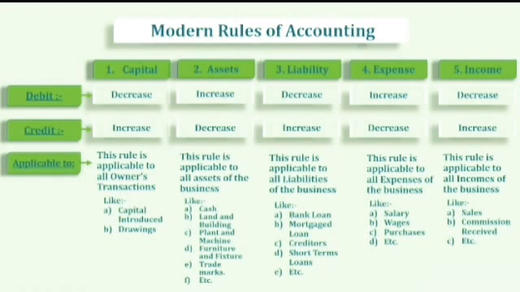Next, we can classify liability. Liability means debt. That means debit when decrease, credit when increase. Expenses, payment of money: credit when decrease, debit when increase. And last is income: credit when increase and debit when decrease. So you can follow the picture and note down the rules. These are the very important, or we can say the golden rules of accounting. So these are required to be noted down.